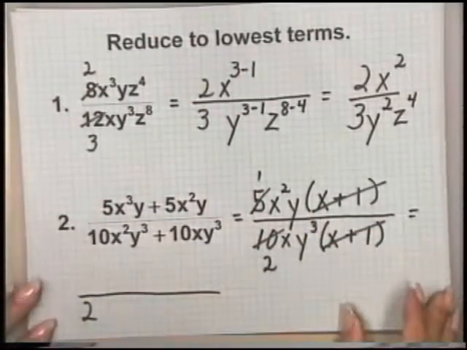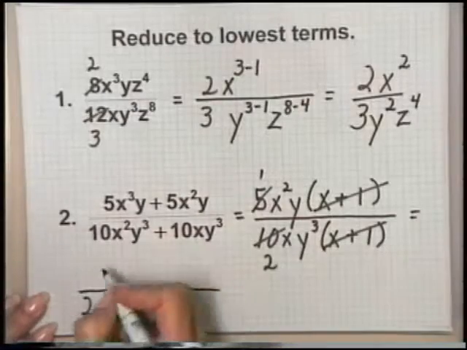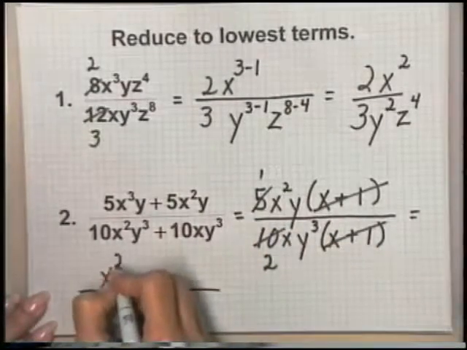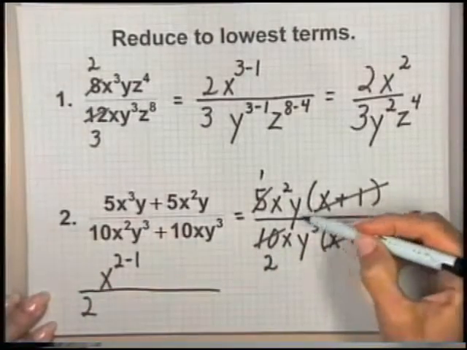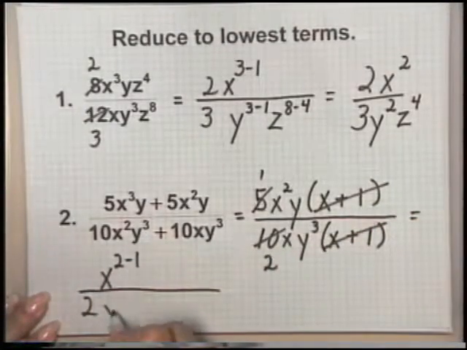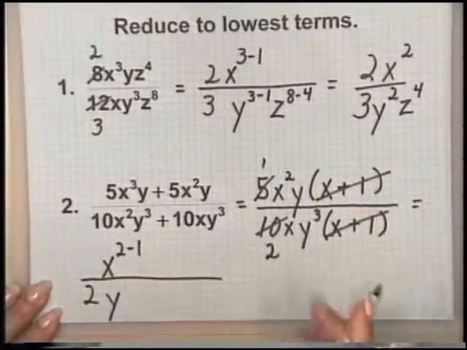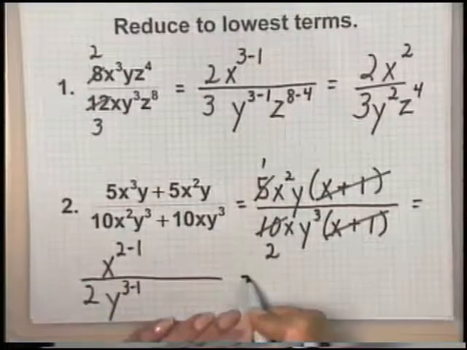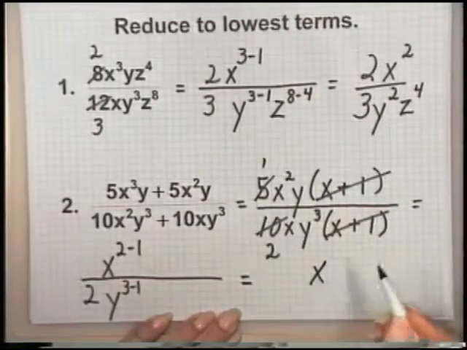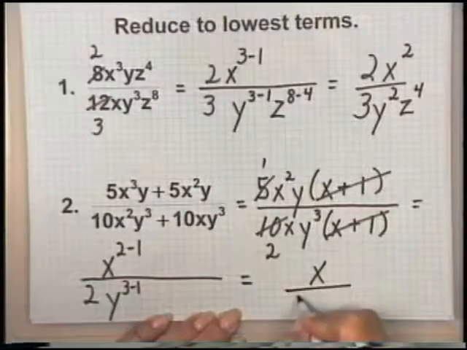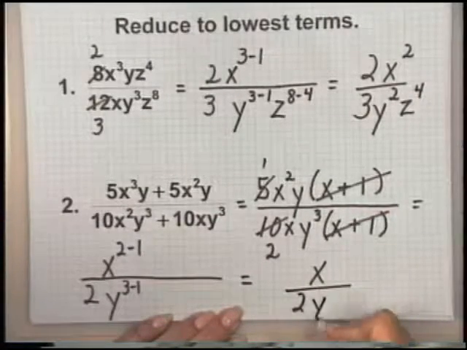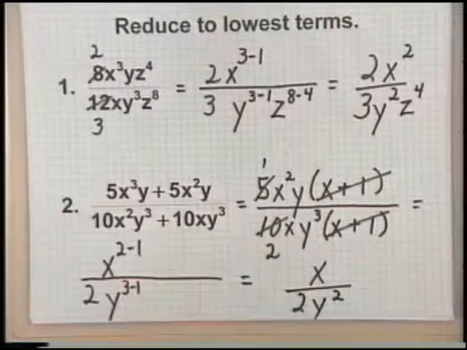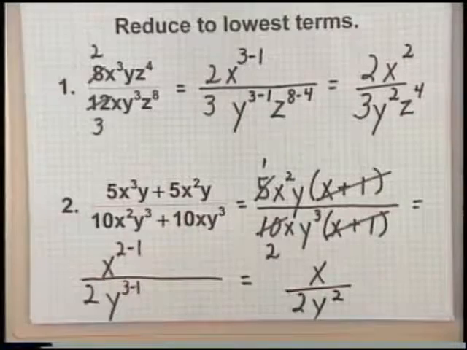On my x squared over x, let's use my exponent laws. My x will stay in the numerator. The power will be 2 subtract 1. For my y divided by y cubed, my y stays in the denominator. My power will be 3 subtract 1. So I will have x to the first power in the numerator. In the denominator, I'll have 2y to the second power. And that is reduced to lowest terms.